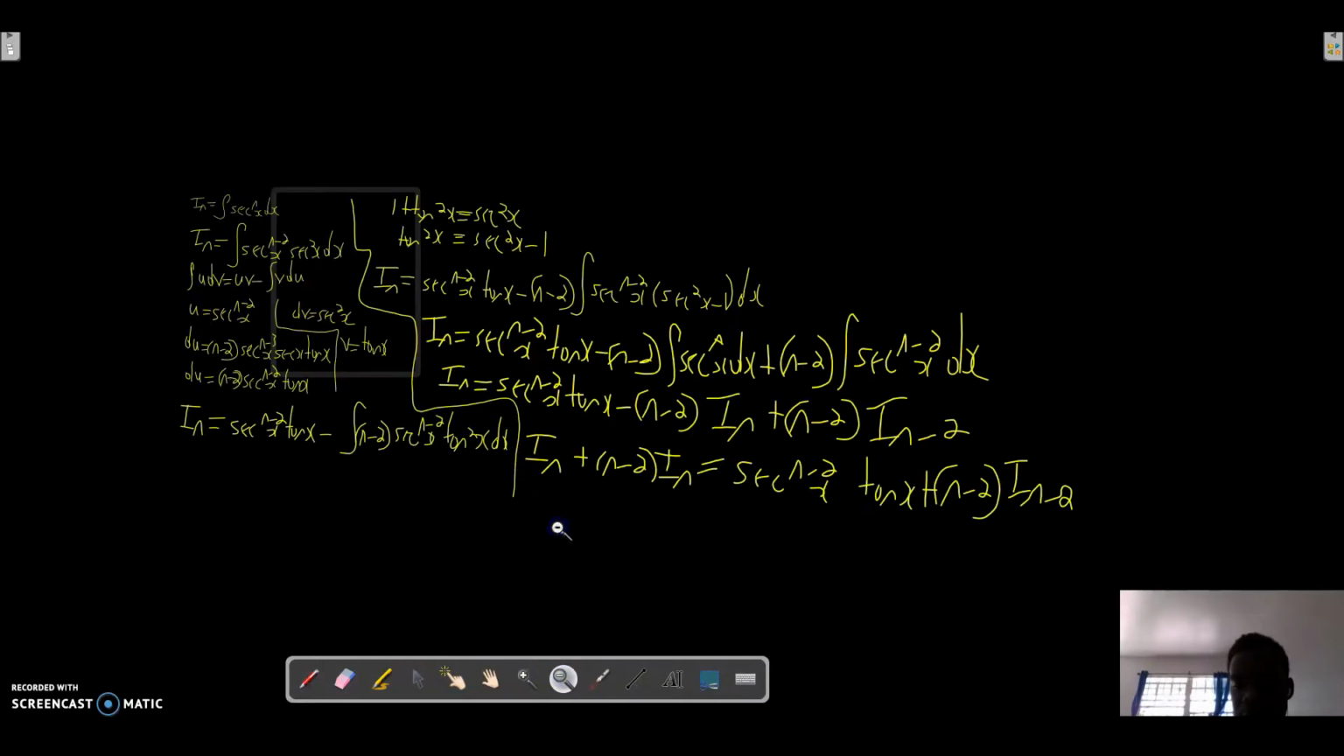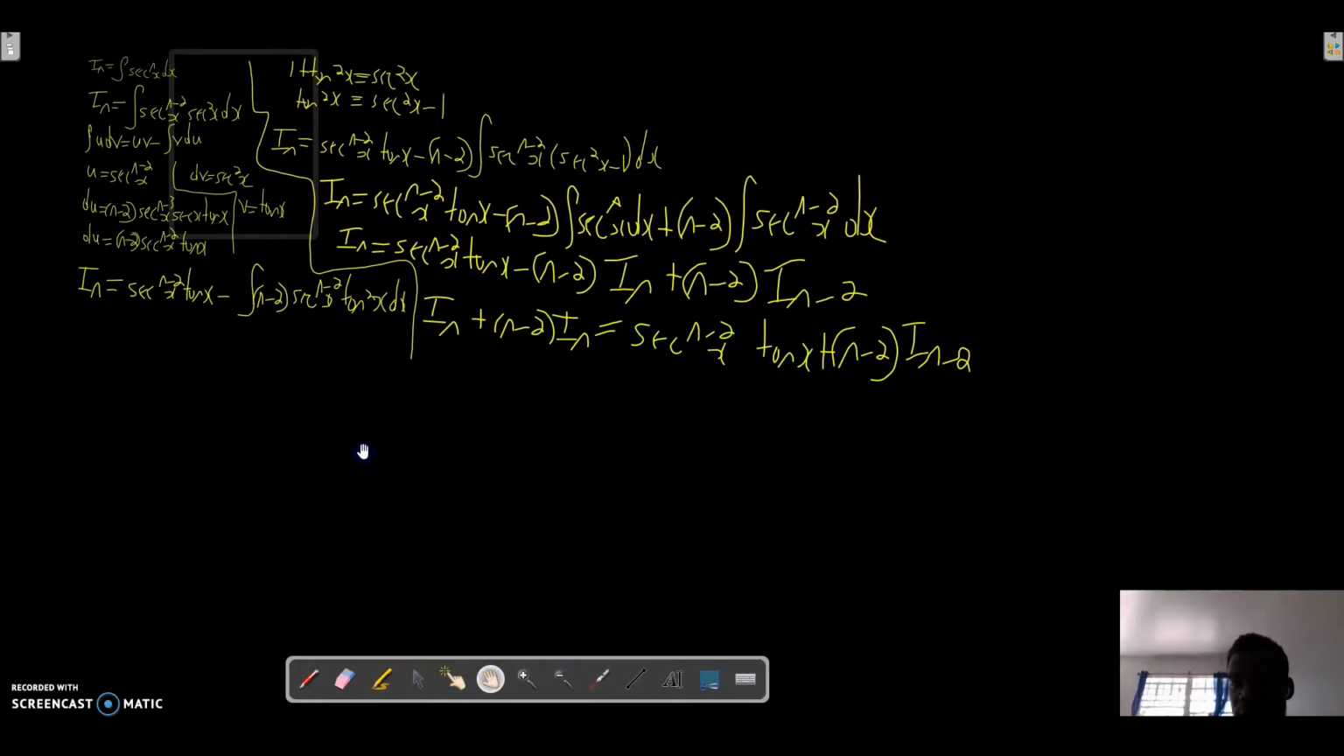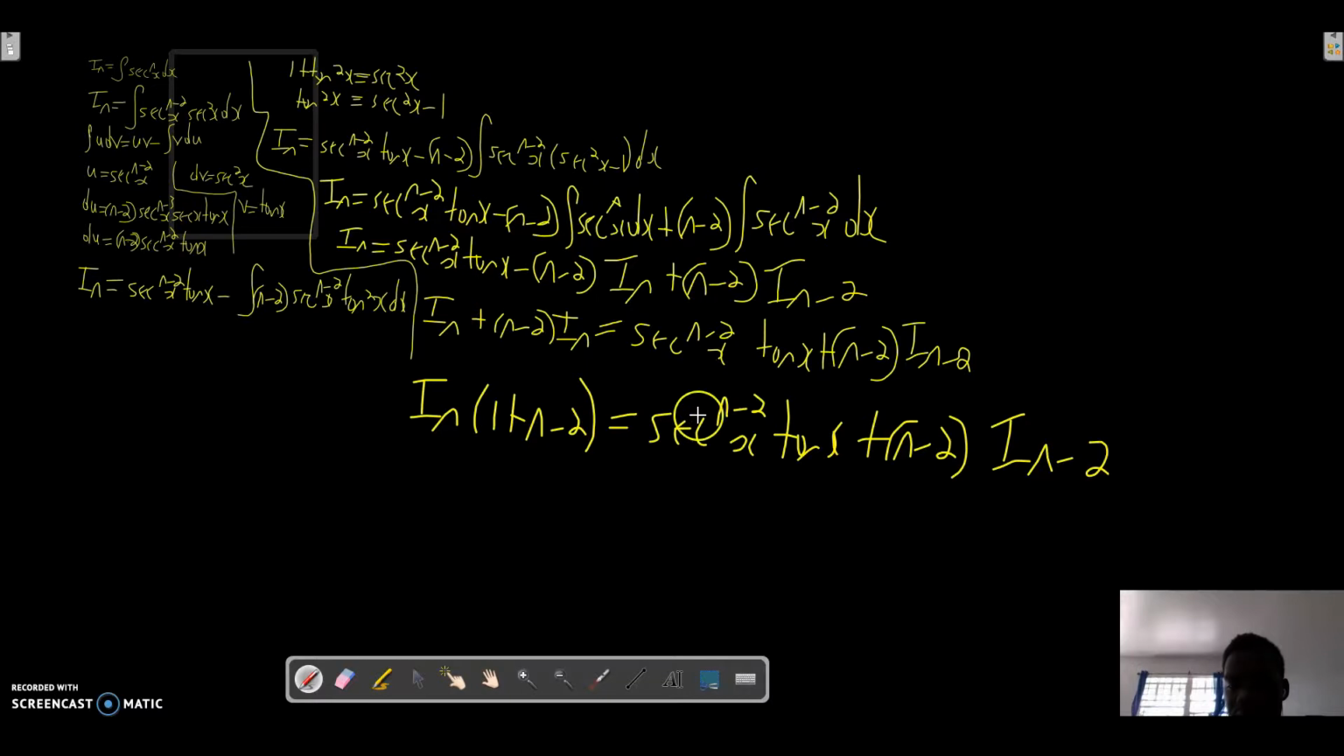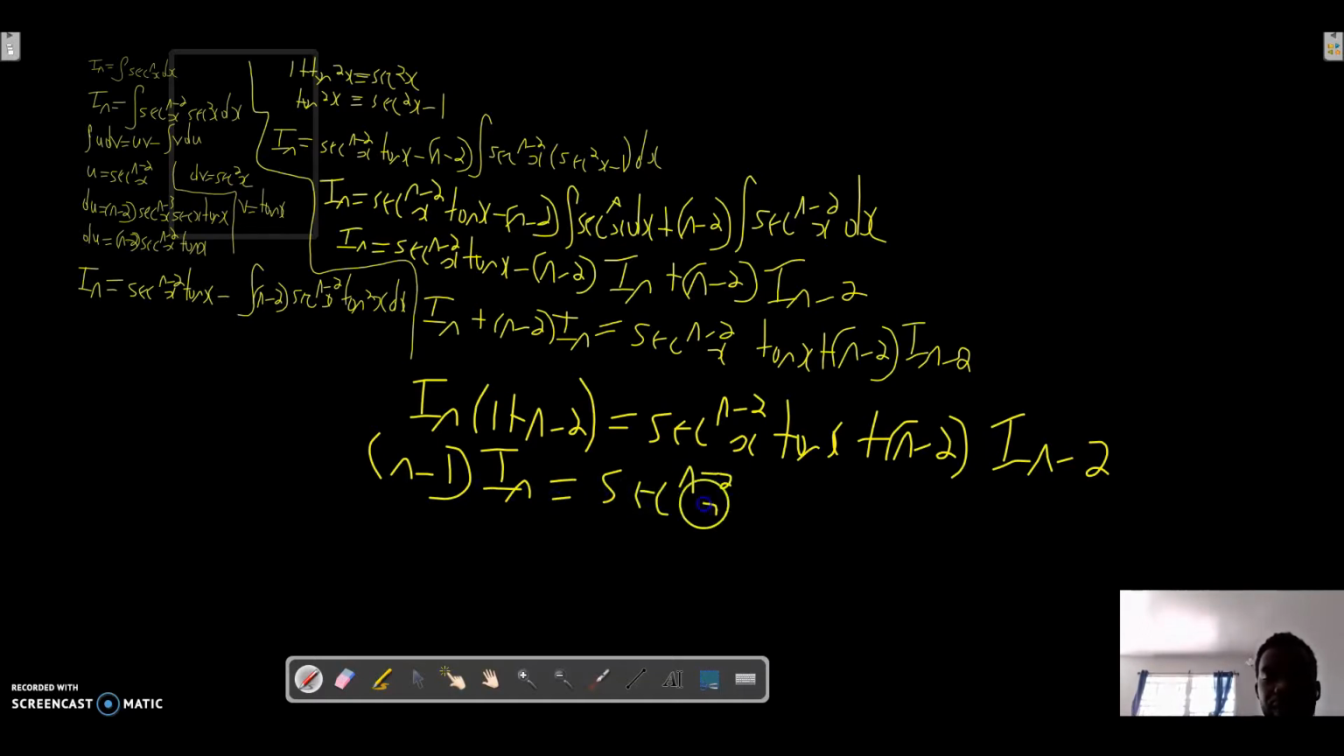Okay, create a little bit more space here now. So, factoring out I_n, I'm going to have 1 plus n minus 2 is equal to sec to the n minus 2 x tan x plus n minus 2 I subscript n minus 2. Good. So good so far. Now in bracket, 1 plus n minus 2 is going to give me n minus 1. So I have n minus 1 I_n is equal to sec to the n minus 2 x tan x plus n minus 2 I subscript n minus 2.